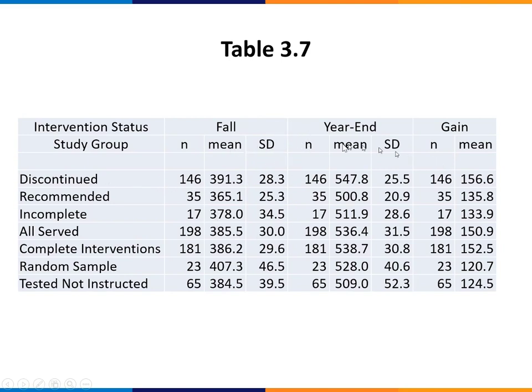And then you find the year-end scores. So how many kids were used in the calculation, the average score, and the standard deviation. And then finally, we report the gain. How many kids were used in the calculation of the average gain, and then finally the average amount of gain that they made. So discontinued children, on average, in this site started at a 391.3 on the total score. By the end of the school year, they were at a 547.8 on the total score and had an average gain of 156.6. So there's an example of table 3.7.